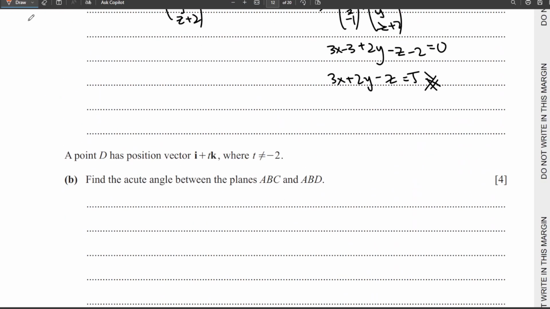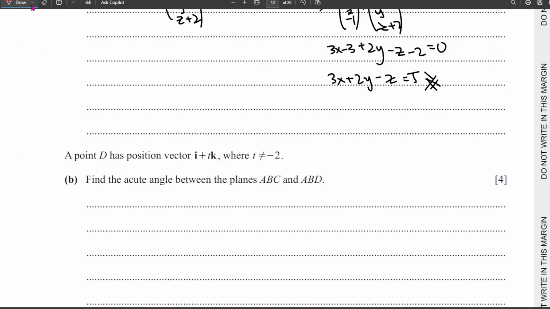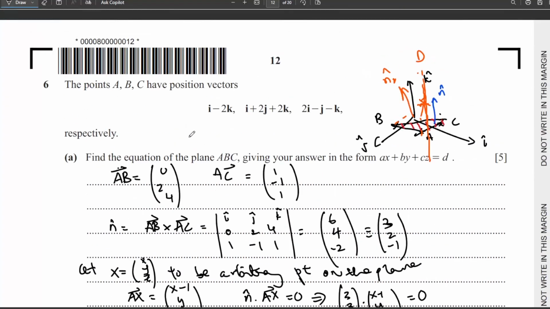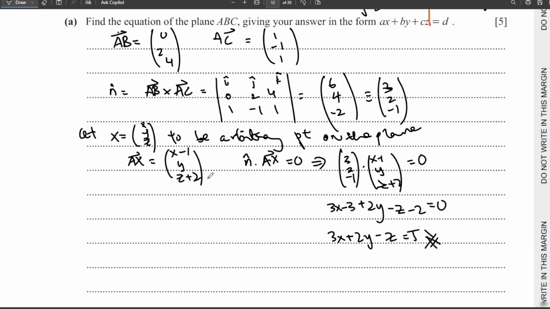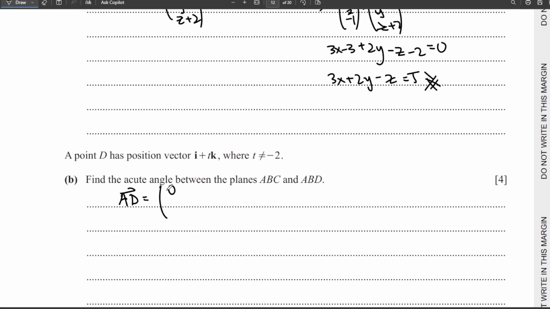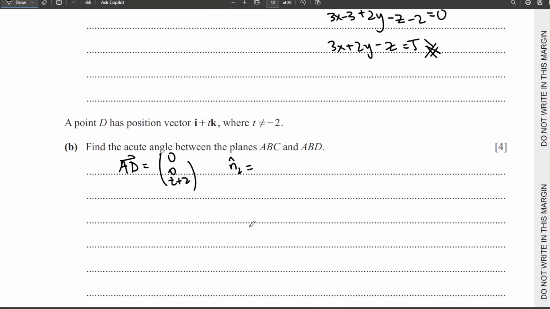Okay, so this n and n2, for ABD. First let's find AD. We've got AB, so let's find AD also. It will be D minus A, which is (0, 0, t plus 2). So n2, we can get by crossing AB and AD.